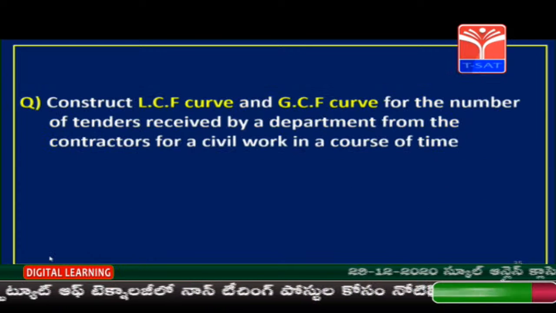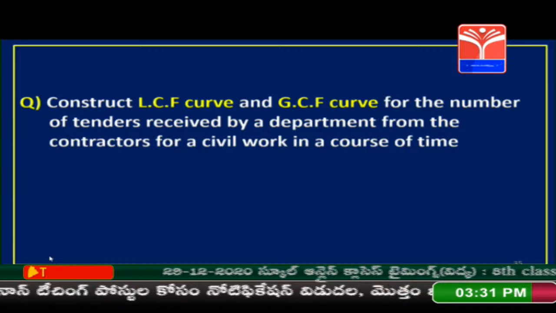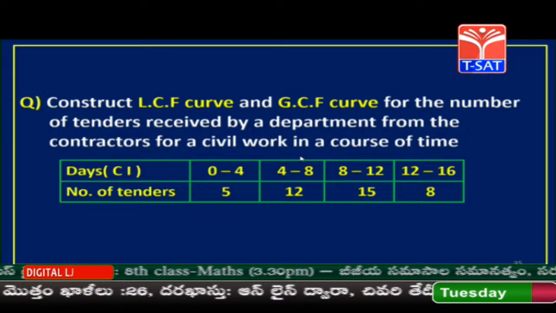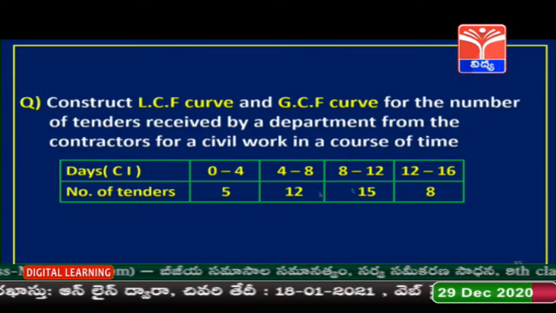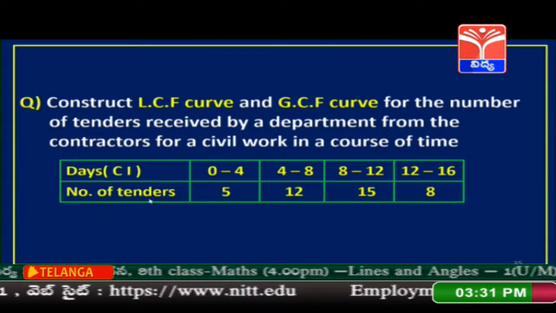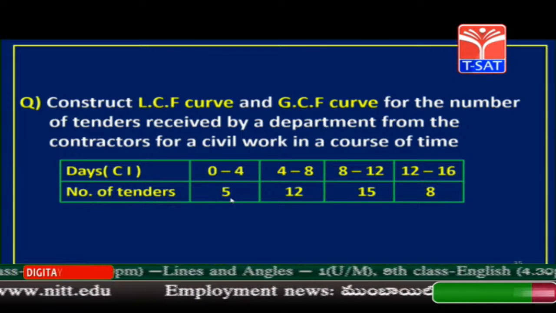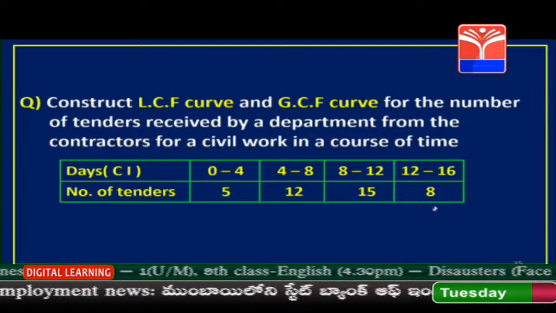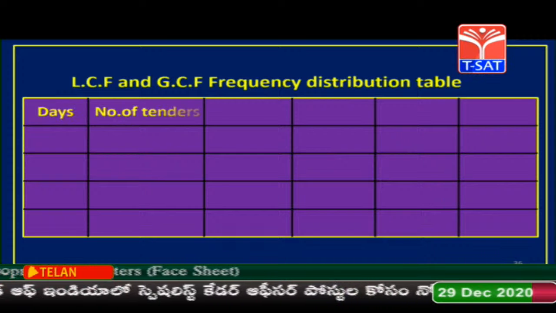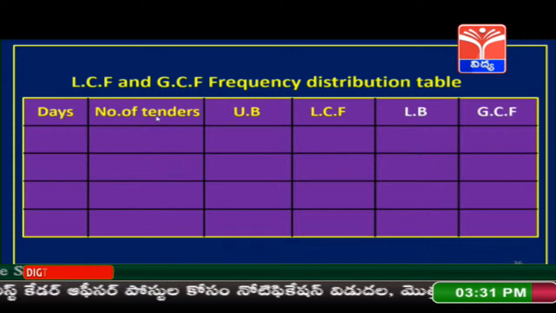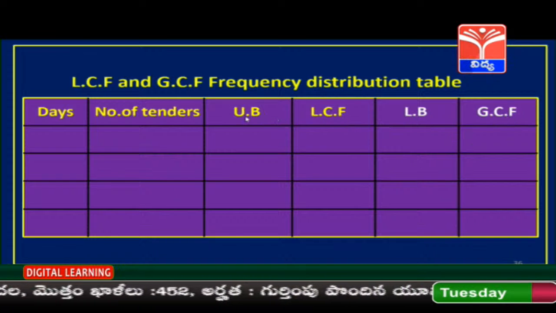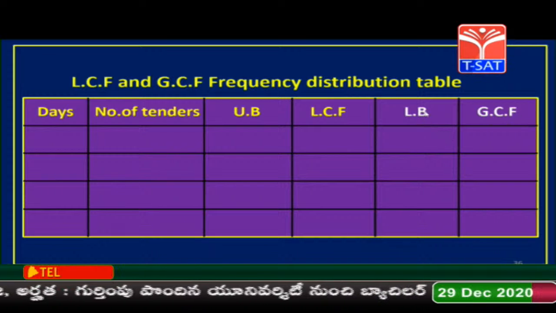Let us construct LCF and GCF curve for the number of tenders received by a department from the contractors for a civil work in a course of time. Okay children, here days 0 to 4, 4 to 8, 8 to 12, 12 to 16 are given, and the number of tenders we got between 0 to 4 days is 5, next 12, 15, 8. Now for this data we have to construct LCF and GCF distribution table first. So days, number of tenders, upper boundary, LCF, lower boundary, GCF. For LCF we have to take upper boundary, for GCF we have to take lower boundary.